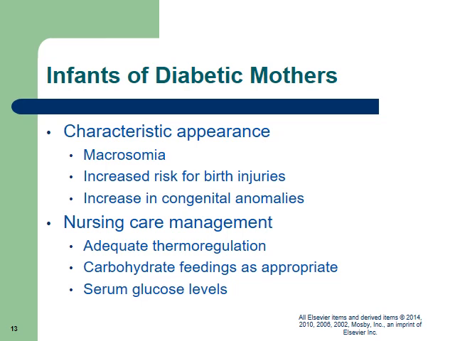They, of course, have that increased risk for birth injury because of their size, and we must keep them warm, adequate thermal regulation, because we don't want to add cold stress to their problem because they will get even more hypoglycemic. Carbohydrate feedings as appropriate, and they need their glucose levels checked frequently to make sure they don't bottom out.